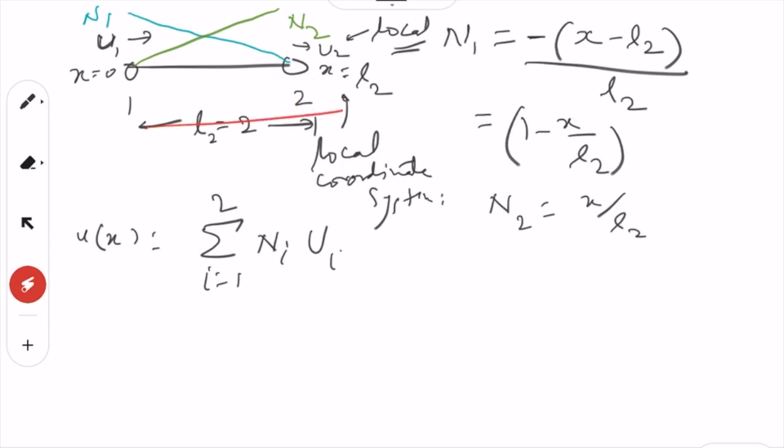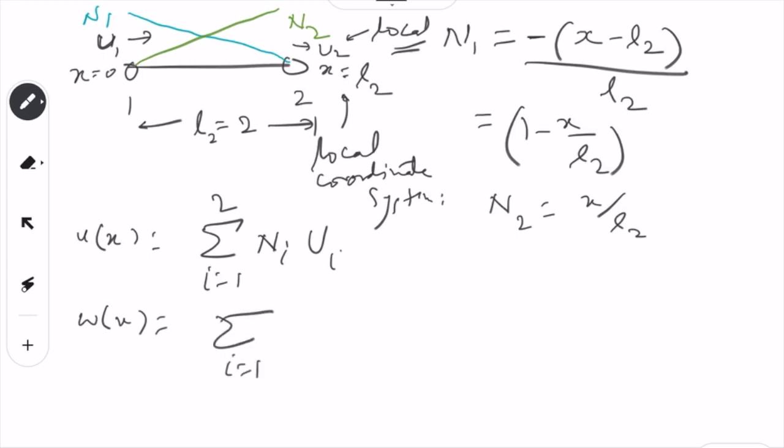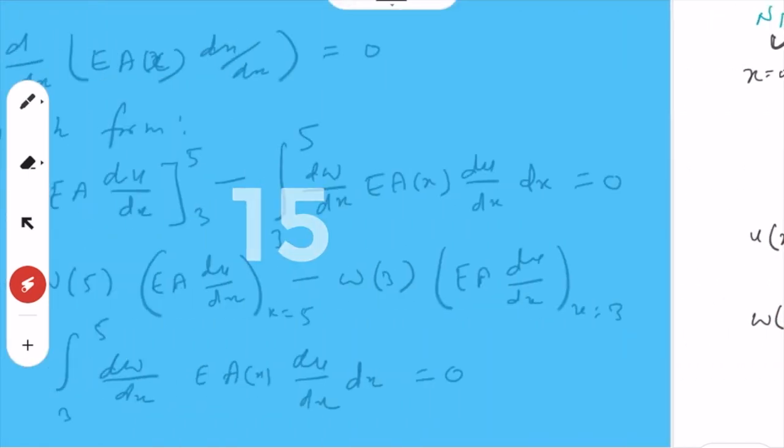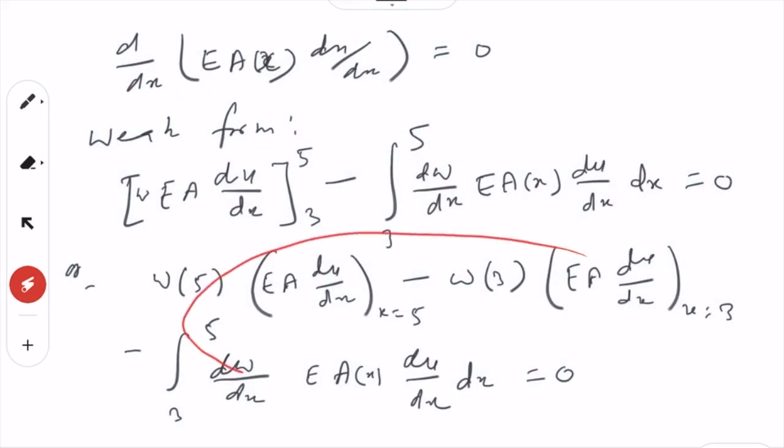Finally, when we assemble it, there we have to see the relationship between local and global coordinates, and then accordingly we have to relate. So we have the trial function like this, and the weight function also will be similar, the sum over i equals 1 to 2 of N_i and w_i. Here w also, this is w1, this is w2. Again, all these are in local. Now everything we are working in local only.